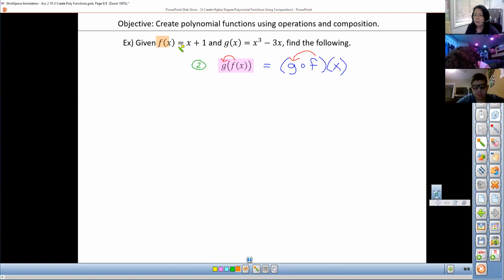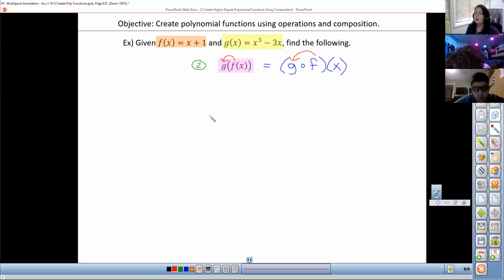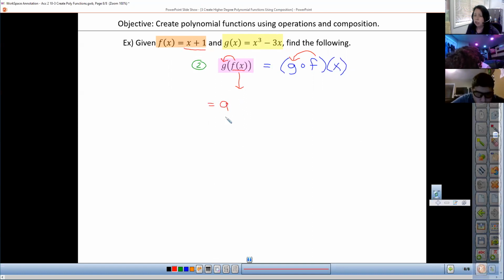So here our f of x is x plus 1, and our g of x is x cubed minus 3x. So what I'm going to do is now find my f of x, and that's what goes inside my parentheses, and that's this x plus 1. So this now becomes g of x plus 1.